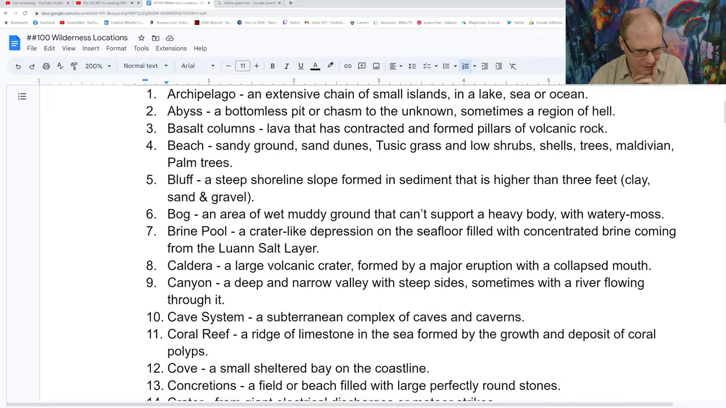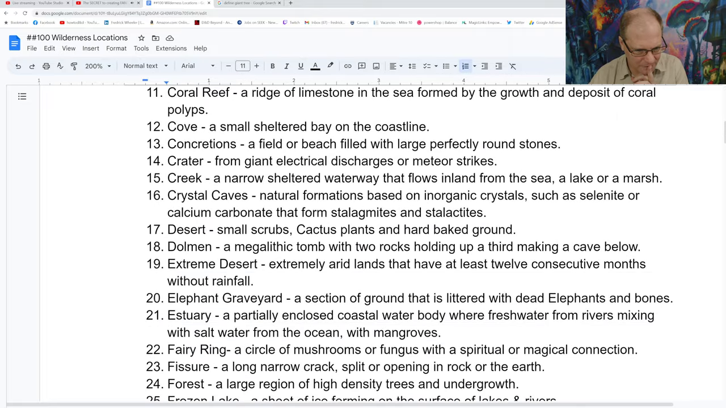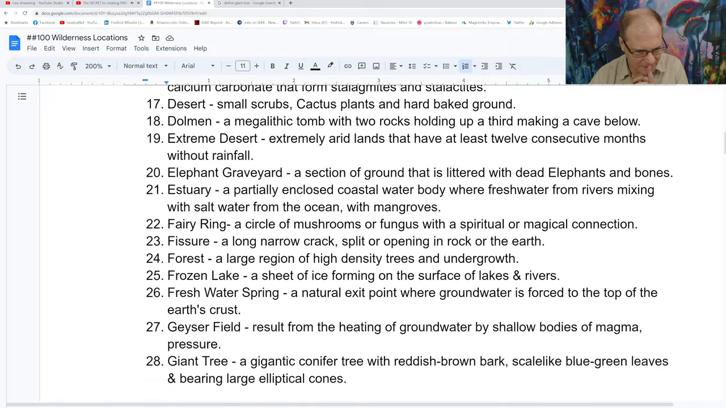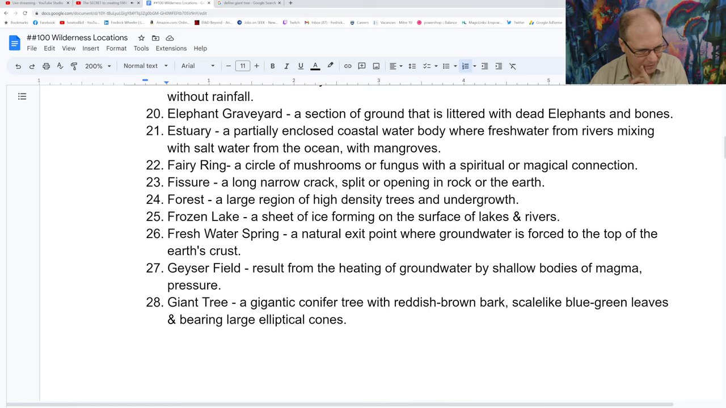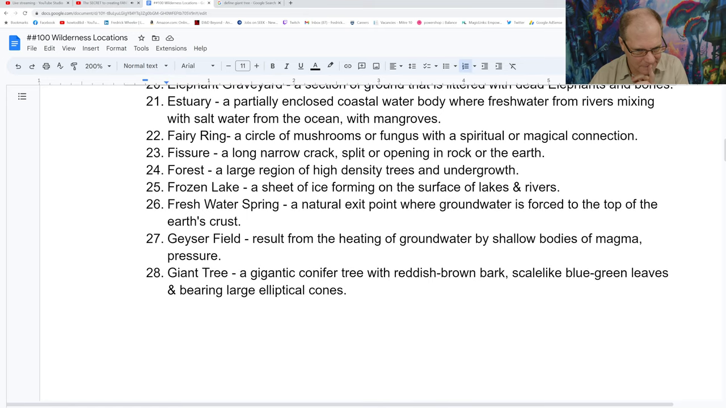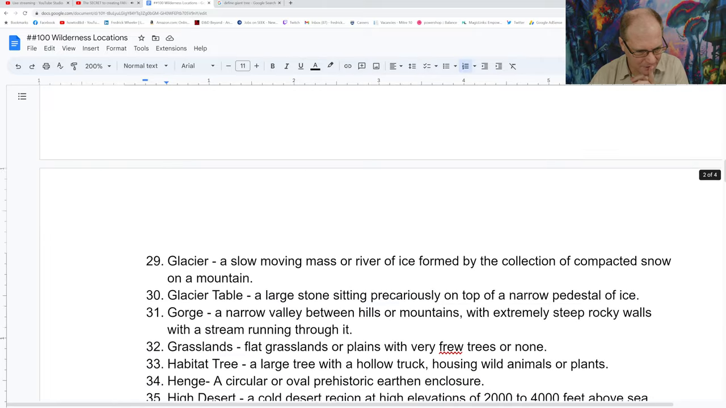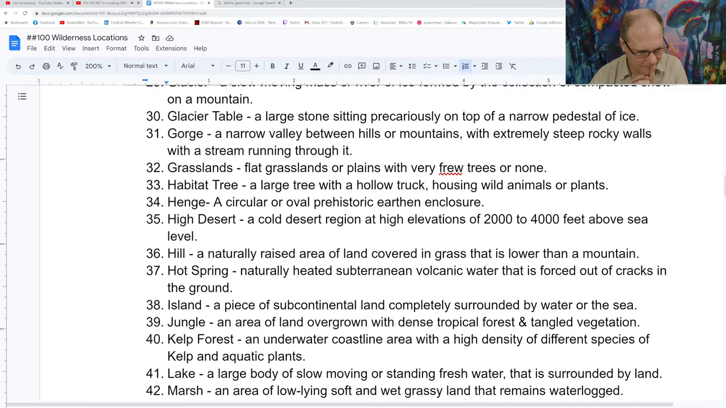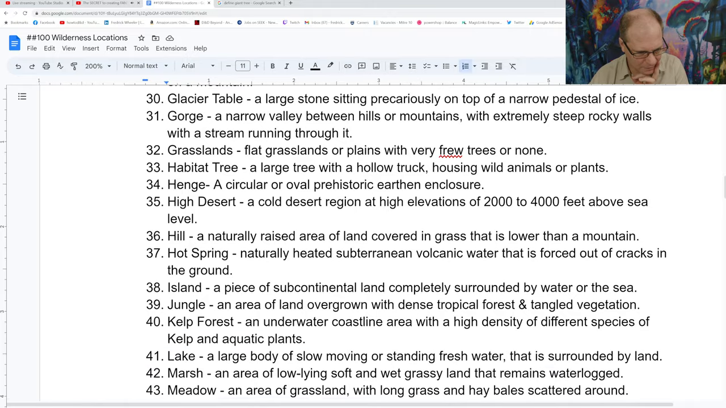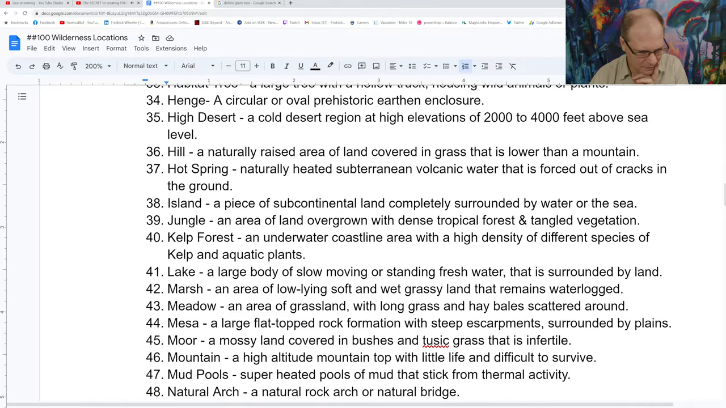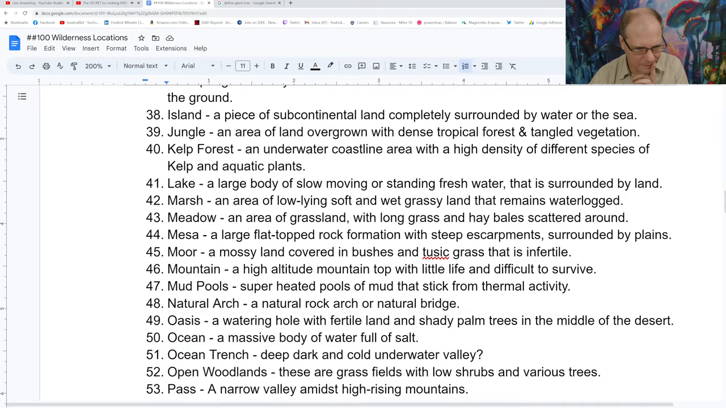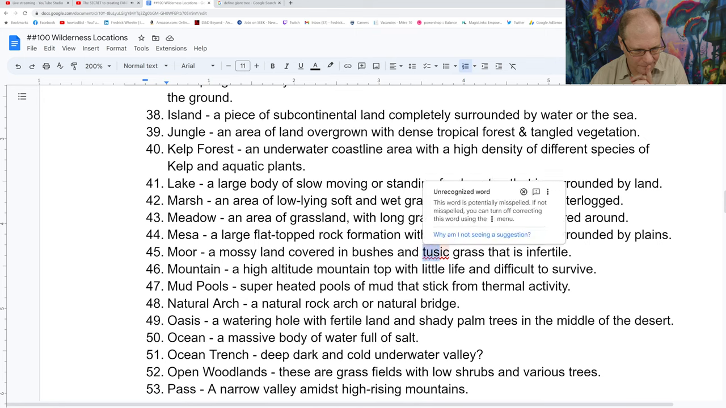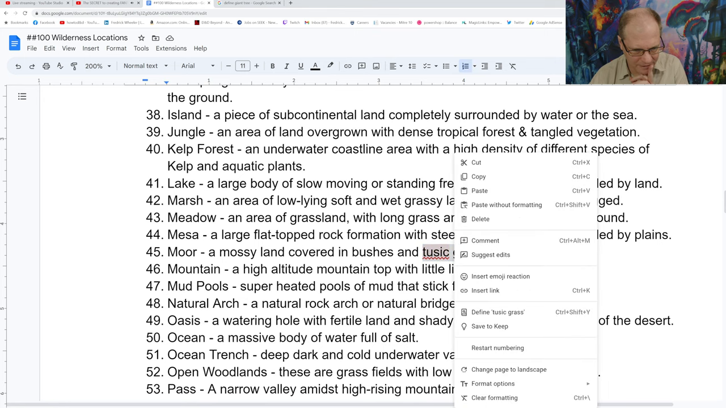Okay, so going back, let's just make sure I've got all these things filled in correctly. Extreme desert, we've just done that one. The fairy rings, we've got there. I've got that down, just on the giant tree. Hill, hot springs, island. Yes, we've got island, good. Jungle. Why am I having trouble with tussock grass? It's probably because it's not spelt right.